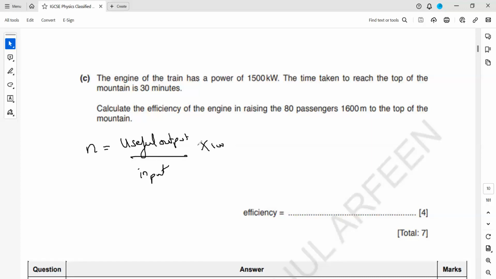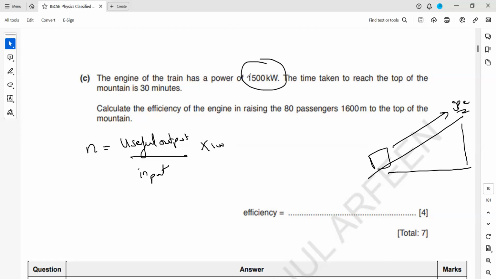You can calculate the efficiency in terms of energy, or you can also calculate it in terms of power. So what is the useful output? This train is carrying the passengers upward. The useful energy is the gravitational potential energy, and the input power is that of the train. We already have this.